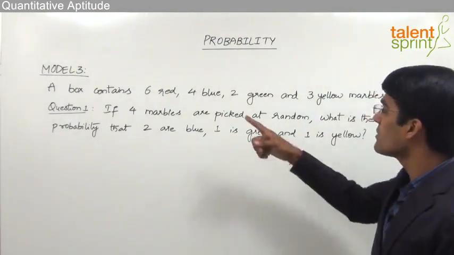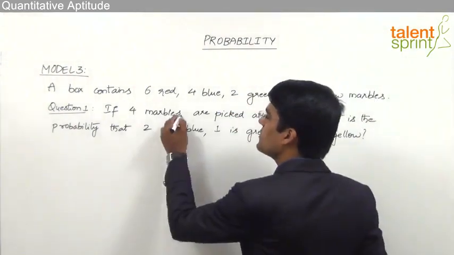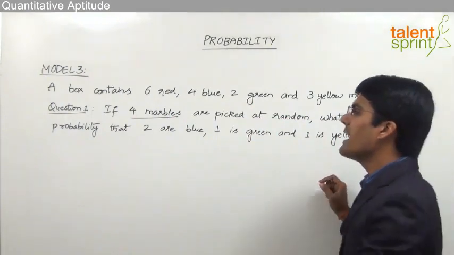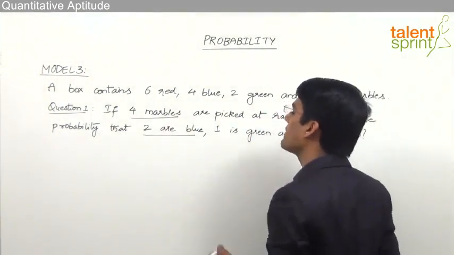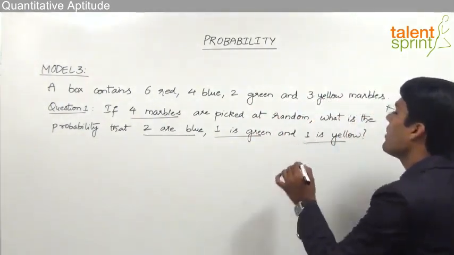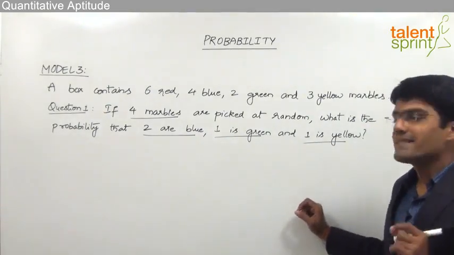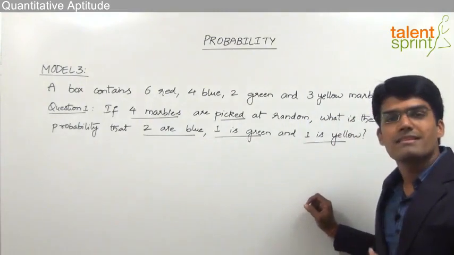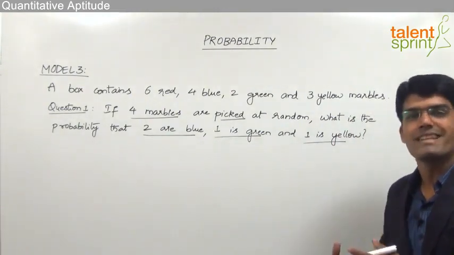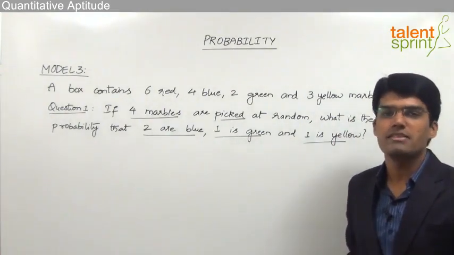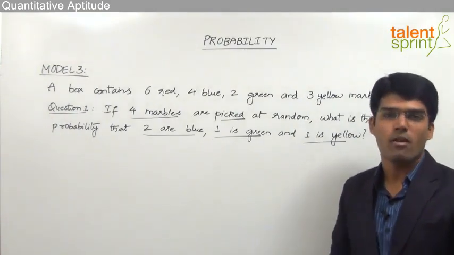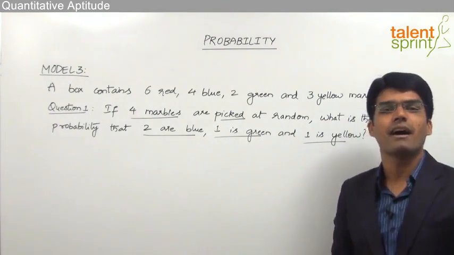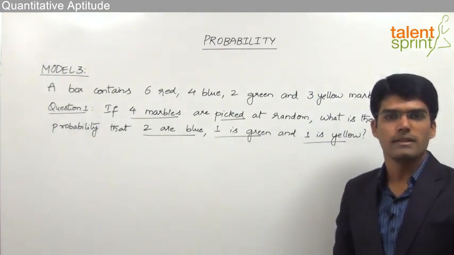So very clearly, out of these total 15 marbles, we need to select 4 marbles. And what will be the probability that out of these 4 marbles, 2 are blue, 1 is green and 1 is yellow? Now as you can see here, we are trying to pick up the marbles at random. So this is a case of selection. We are only selecting the marbles and we are not arranging them, and selection is nothing but a combination. So we need to use the concept of combinations, that is NCR, to find out the required probability.